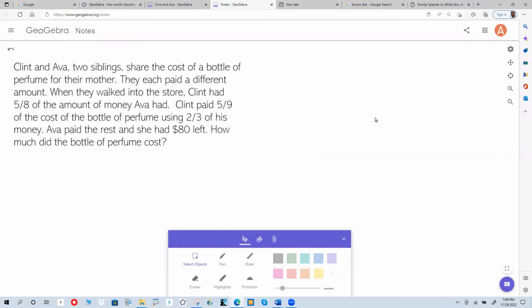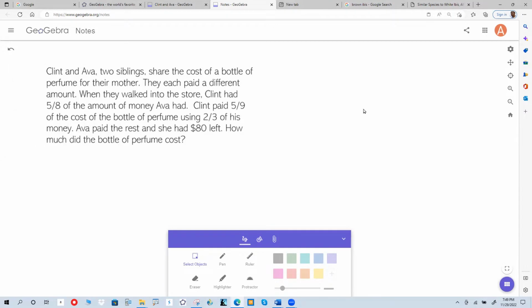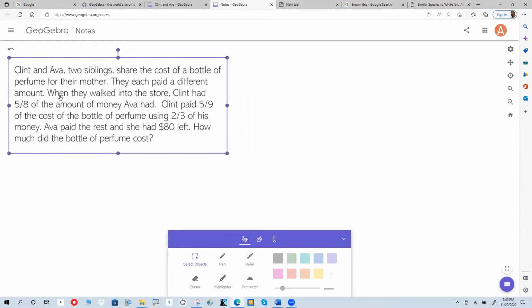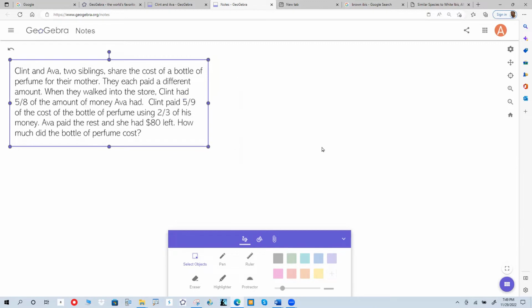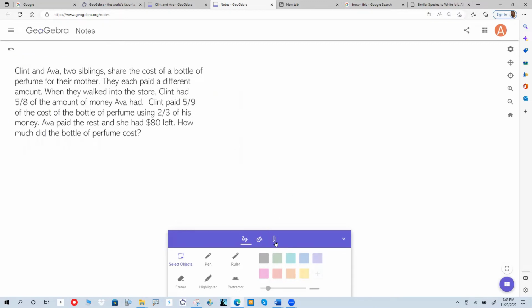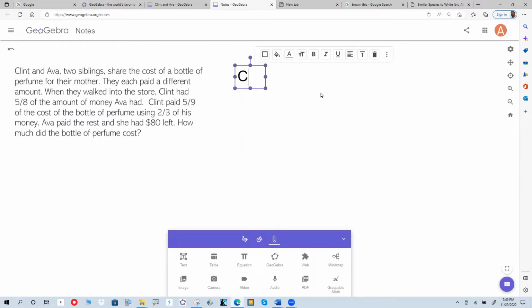It's a fairly challenging problem, and I will try to do it mostly visually, let's put it that way. And let's see where we start. So we have two siblings, Clint and Ava.